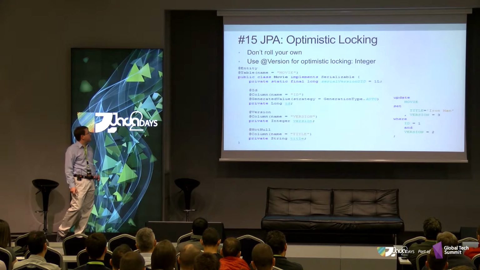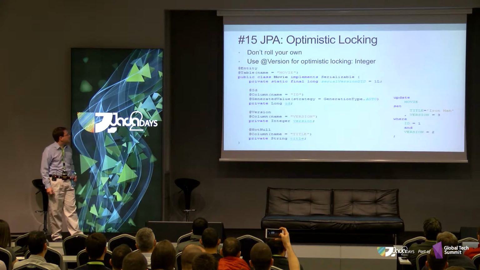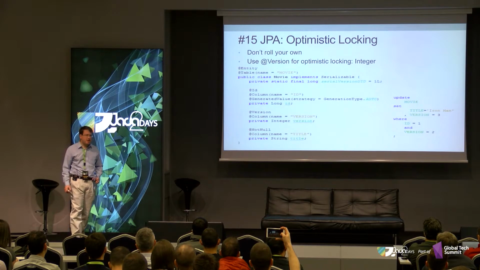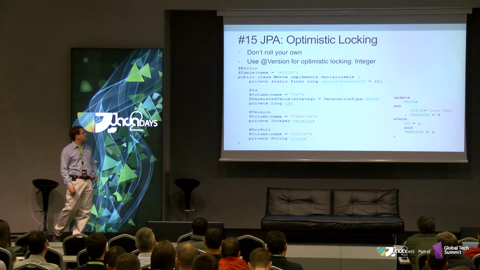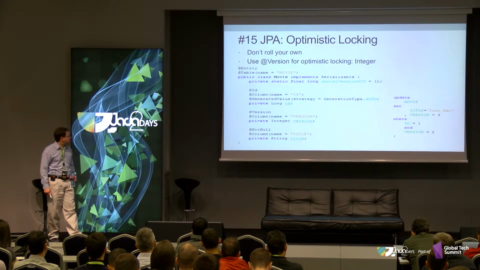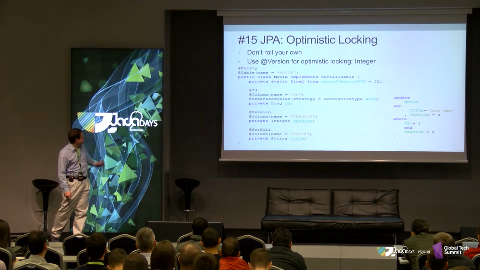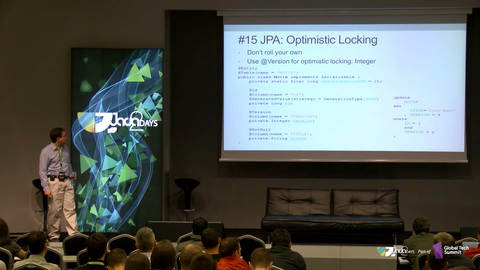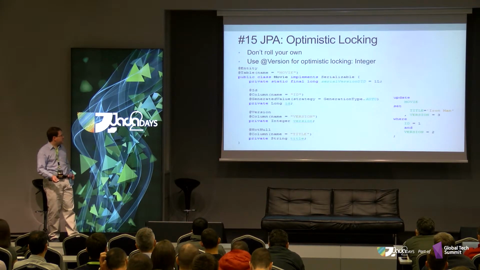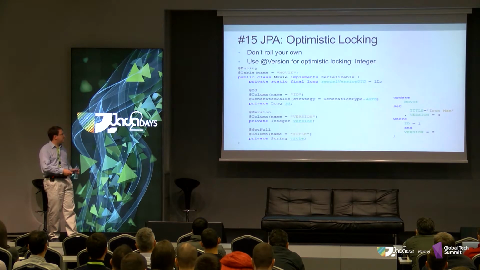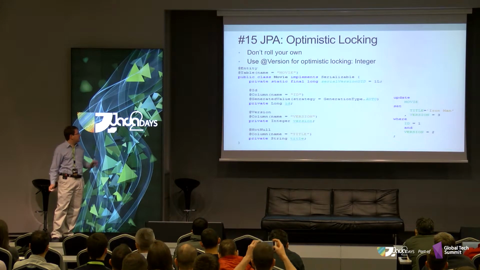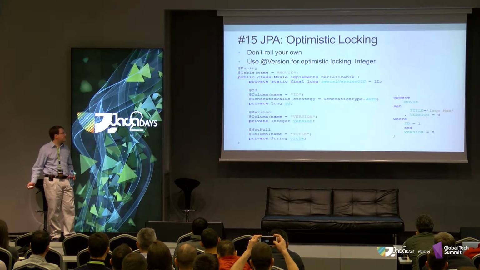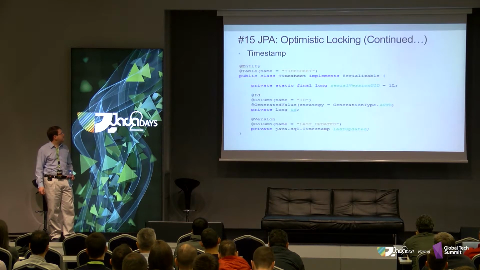So, continuing on with JPA, with optimistic locking, don't try to roll your own solution for optimistic locking. You'll end up in trouble fairly quickly. Use the version annotation for optimistic locking, and you can use either a date or an integer. So in the case of this example right here, we have a version field, and so when it goes to update, it'll actually check to see whether the version that it's trying to update is the same version that's currently in the database, and otherwise it will throw an exception. So use the version identifier.